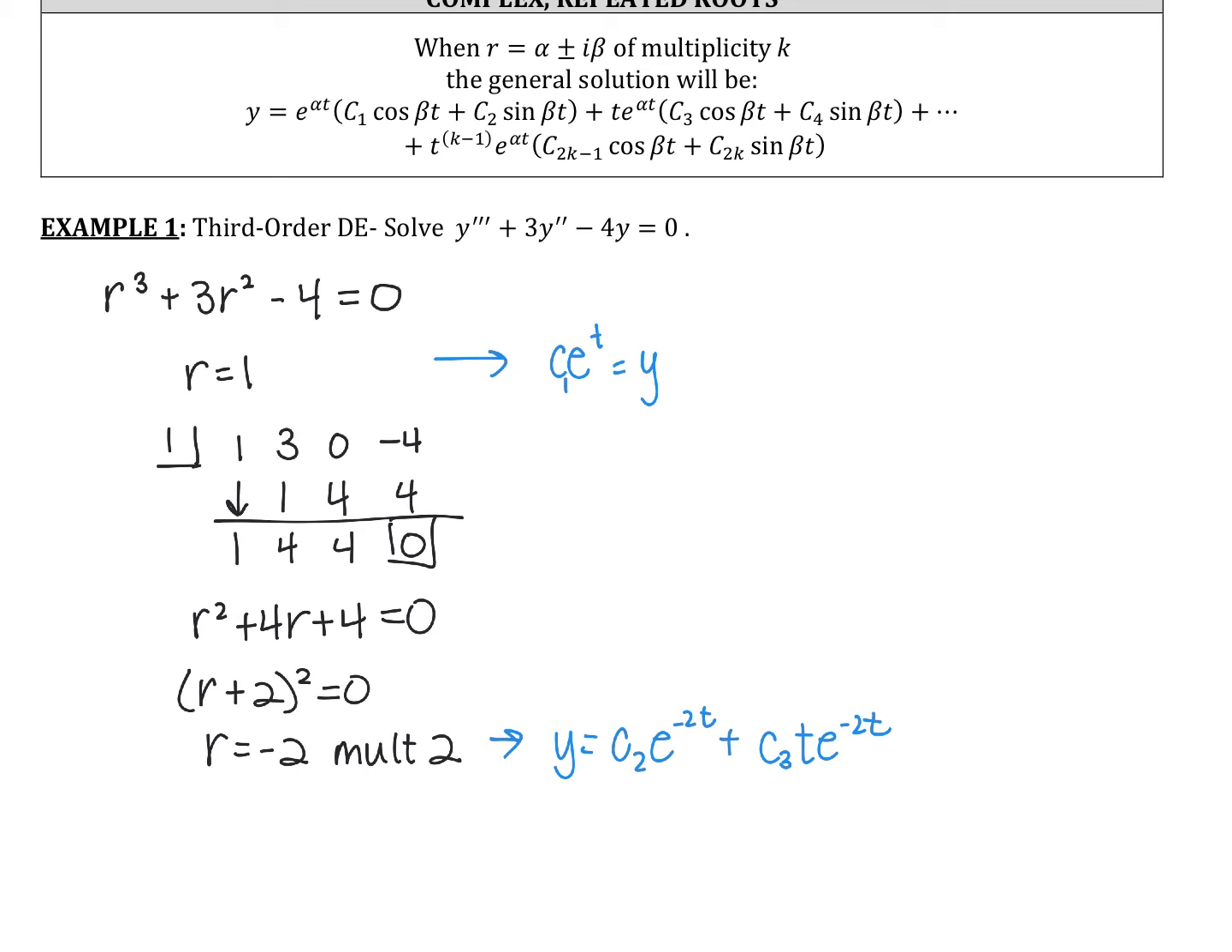Now what we can do, though, for our final solution for this one is just combine all the parts together.